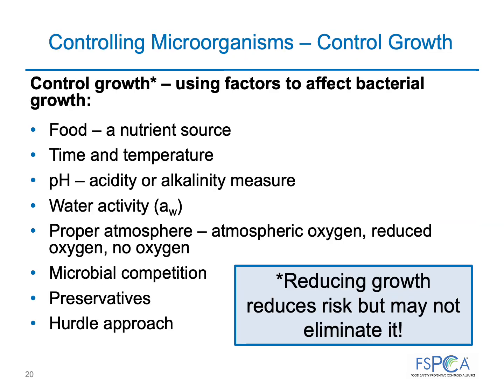Bacteria have certain requirements to live and grow in food, including a nutrient source, time and temperature, a suitable pH, water available in the food, the proper atmosphere, and other factors. Microbial competition and the presence of preservatives may also affect the growth of bacterial pathogens. If conditions are not favorable for growth, some bacteria die while others persist until their growth requirements are met. Controlling a combination of these factors with the purpose of restricting pathogen growth is called the hurdle approach. More information about this is found in the upcoming slides.